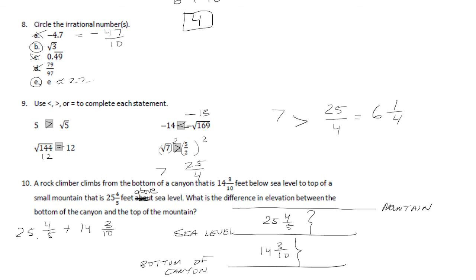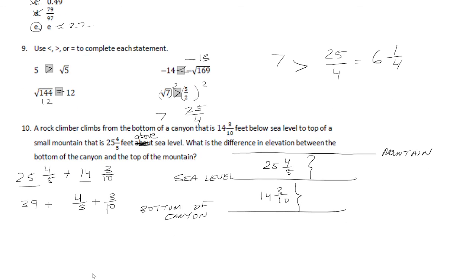What we could do is just add the whole numbers first. 25 and 14 is 39. And then we can add the fractions. To add the fractions, you want to get a common denominator. So the common denominator is going to be 10. And then when I multiply 5 by 2 to get to 10, the numerator has to be multiplied by 2 too. 4 times 2 is 8. Add this, we have 8 plus 3 is 11. So I can rewrite this as 39 plus 1 1/10, which is just 40 1/10. And this is going to be feet. And that's our answer.